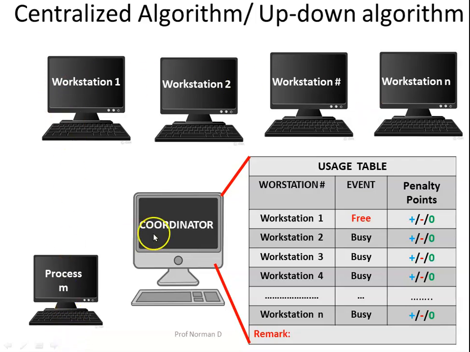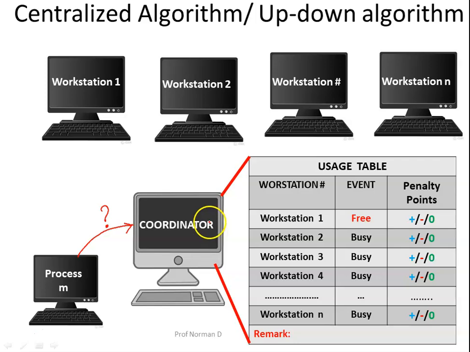Now we have a workstation and the coordinator machine. When a process M is created on this machine and it wants to execute this particular process on some other workstation, the system will contact the coordinator and ask whether it can be executed on any of these workstations.